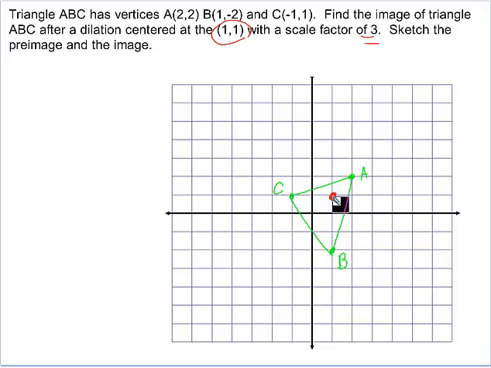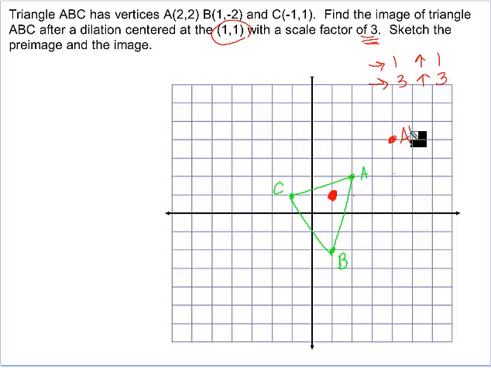So here, from this point, I have to go over 1 and up 1 to get to A. With a scale factor of 3, if I went over 1 and up 1, I would now want to go over 3 and up 3, because we multiply each of those by 3. So from the center point, I go over 3 and up 3. This is now my new post-image of A.